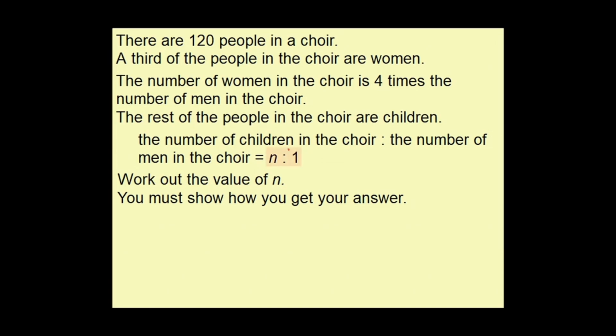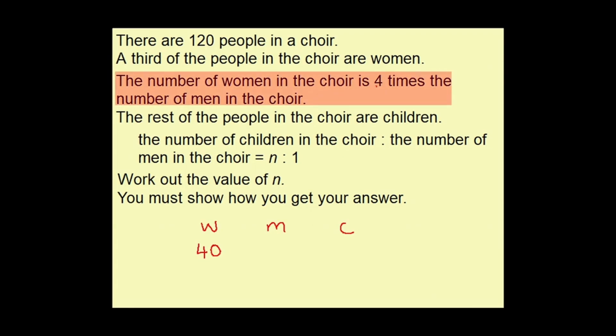So this time, although my final answer is going to be a ratio between two numbers, I'm actually going to start with a ratio between three numbers: women, men, and children. So my headings are going to be W, M, and C. We're told there are 120 people in a choir and that a third of them are women. A third of 120 is 40, so we know there are 40 women.